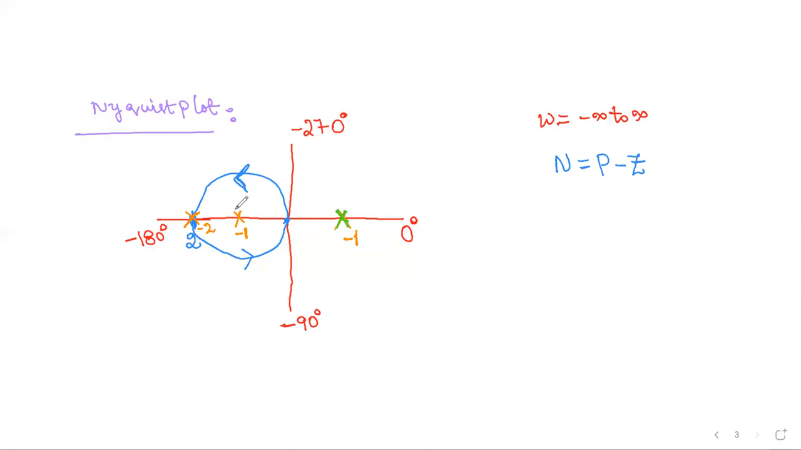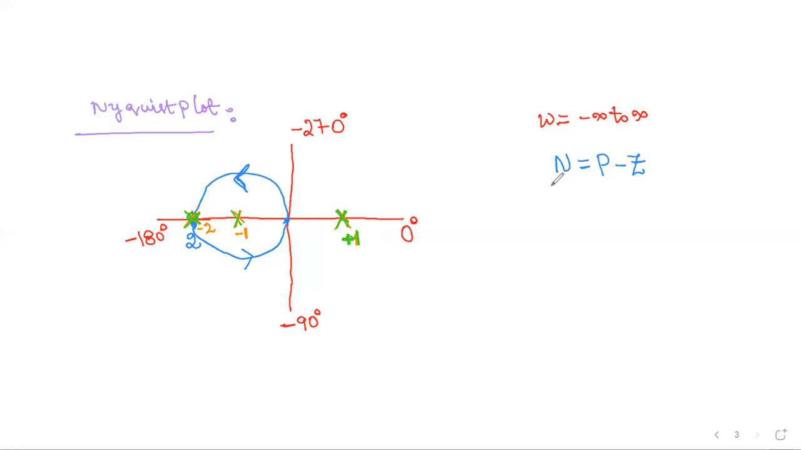Here I'll change the color. So these are the pole values. Sorry, this is a zero, not a pole. This is a zero because it is in the numerator. So S plus 2 means the zero is at minus 2. These two are pole values, minus 1 and plus 1.